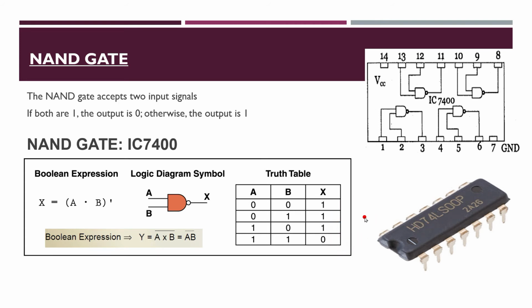And the IC number of the NAND gate is IC 7400. So you can see it is 7400. You just have to eliminate all the alphabets and take the number alone. That will give you the IC number.